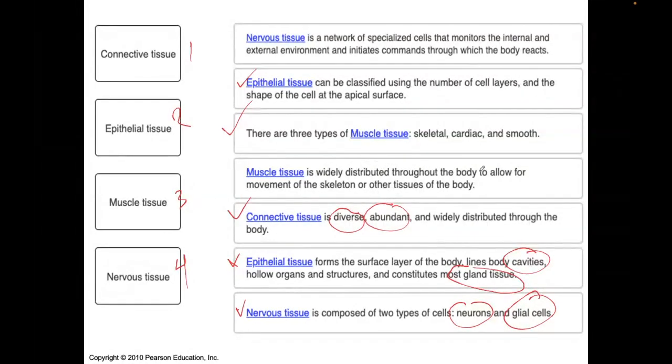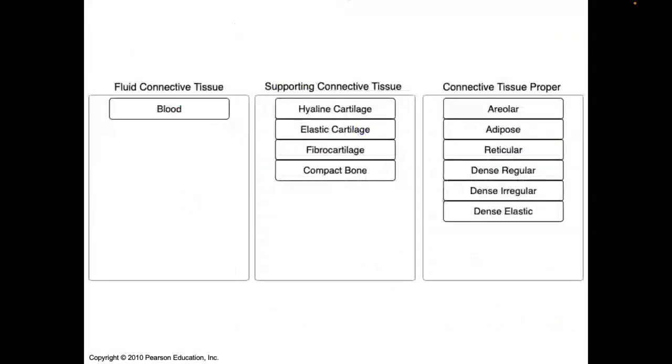Which is widely distributed through the body to allow for movement of the skeleton? Well, that would be muscle tissue, or more specifically, skeletal muscle, right? And then blank is a network of specialized cells that monitors the internal and external environment and initiates commands to which the body reacts. That's going to be neural tissue. So not too bad. Even by process of elimination, you should have been able to figure that out.